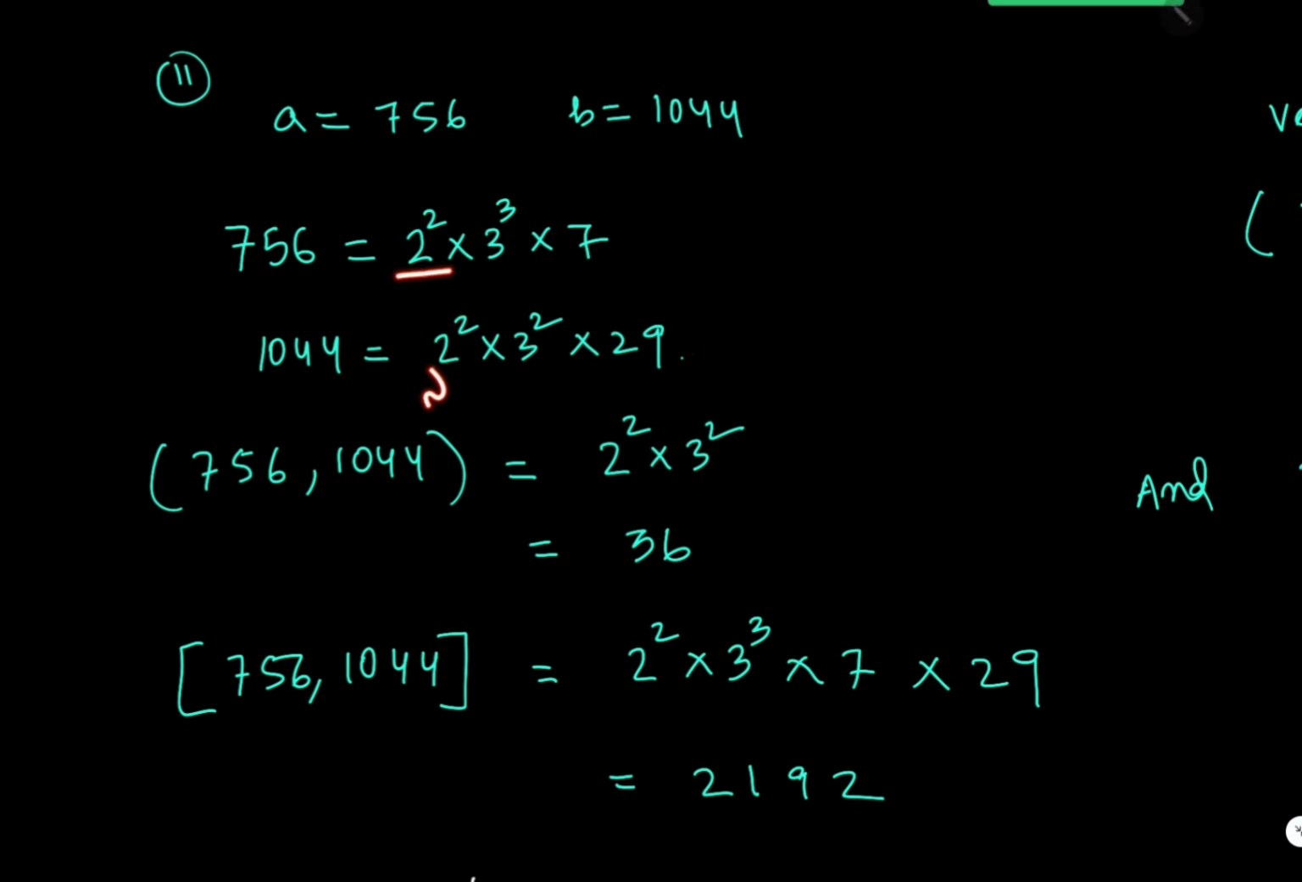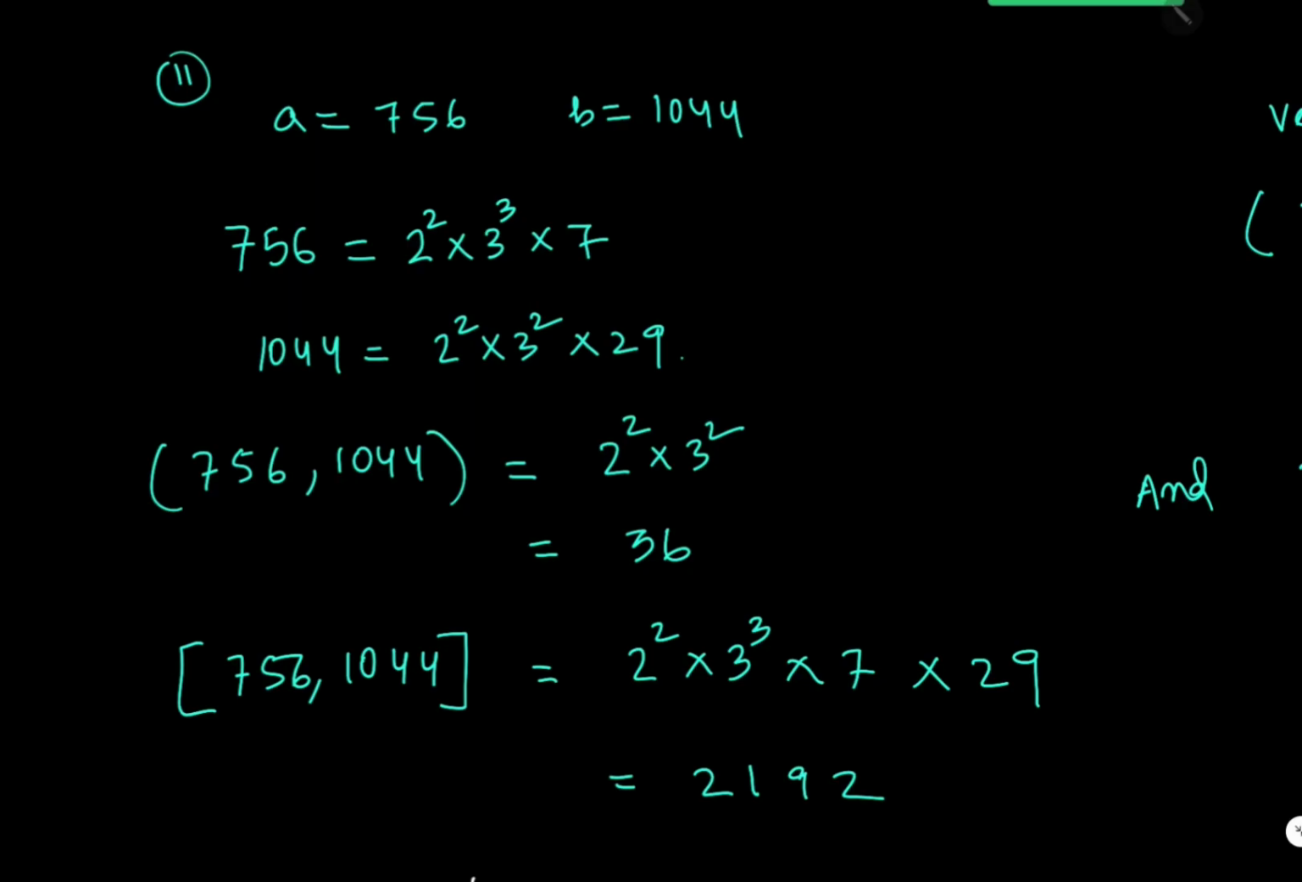I can see that 2 and 3 occur in both the numbers, and I have to take the smallest power. So 2 and 2, they are equal, so I can just take 2. For 3, the power here is 3 and the power here is 2, so the smaller number I have to take, that is 2. Now 2 square into 3 square will give us 36.